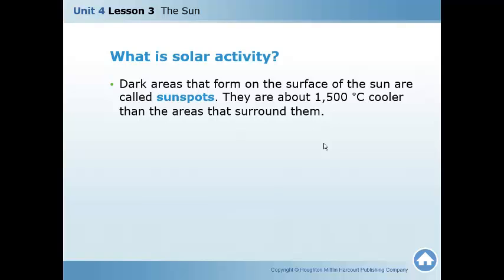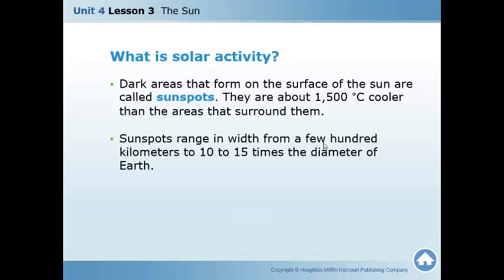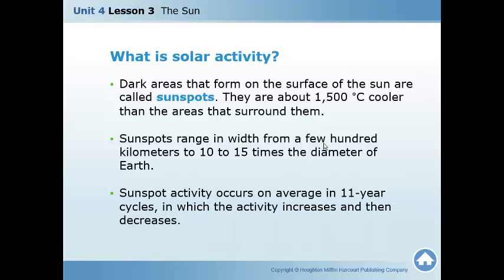Dark areas that actually form on the surface of the sun are called sunspots. They're about 1500 degrees Celsius cooler than the areas that surround them, so they appear as a dark area on the surface. Sunspots can range in width from a few hundred kilometers to 10 to 15 times the diameter of the Earth, so very large. Sunspot activity occurs on average in an 11-year cycle, in which the activity will increase and then decrease in that 11-year time span.